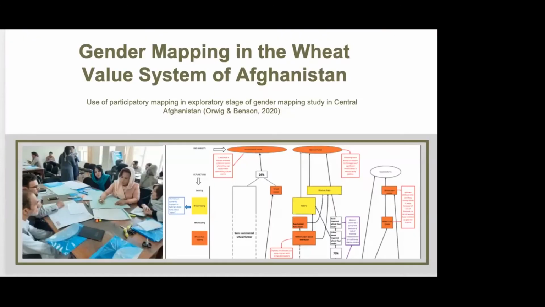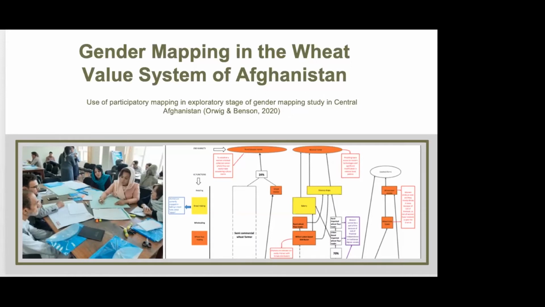So those of y'all that joined the professional development session in December, just before the holiday break, Ms. Margaret Orwig and I presented a little bit on gender mapping in the wheat value system of Afghanistan. And the picture you see here is a visual map that was developed by subject matter experts. So these were business leaders and extension agents, mapping out the entire value system of Afghanistan from inputs all the way to consumption, and identifying women's contributions and roles, as well as barriers.